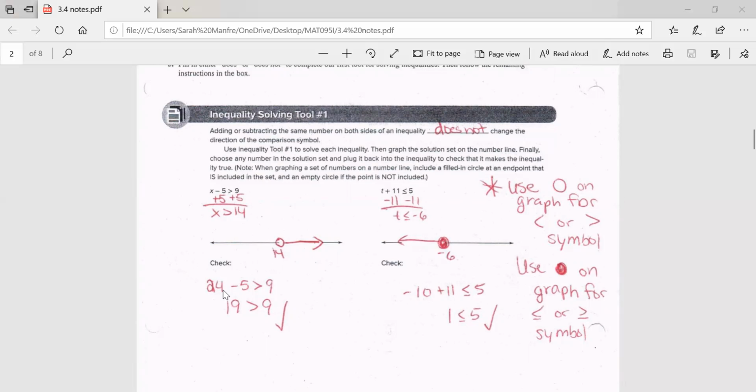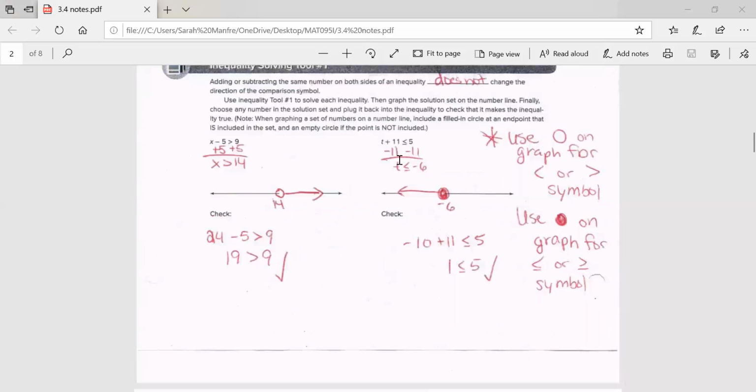Okay, and we can check this answer because I chose 24. It's just any random number. You could have chosen 15, 16, 17, plug it in. 24 take away 5 is 19. Is 19 greater than 9? Yes. If I chose a number that did make this a false statement, what do you think that would mean? Well, it would mean that you shaded the wrong side and you have to turn your arrow the other direction. So that's just a quick check for you.